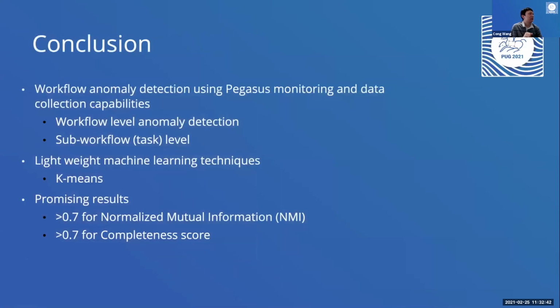So in conclusion, we can make use of the Pegasus workflow management system to detect anomalies using machine learning methods. In this talk, I talked about the lightweight machine learning technique that uses k-means clustering. As we can see, we can see promising results. To get some numbers, we can get over 0.7 for the normalized mutual information, that's NMI, as well as over 0.7 for the completeness score.